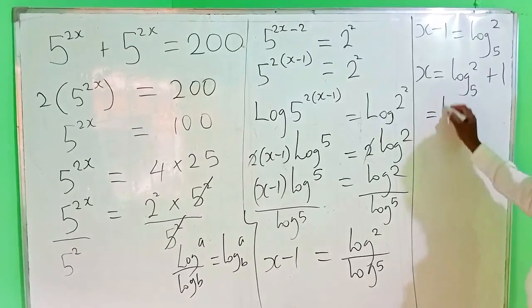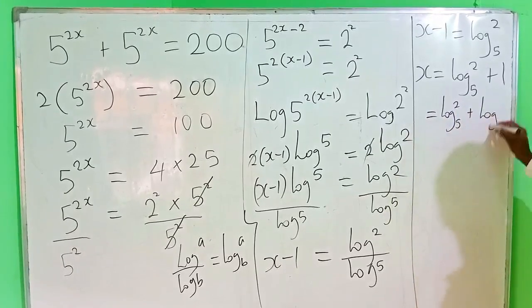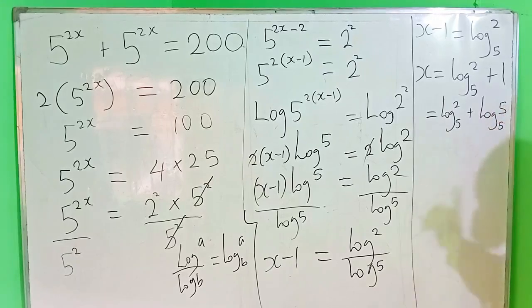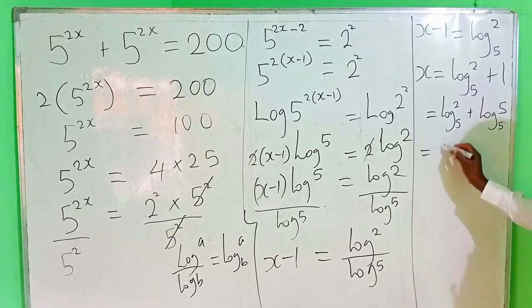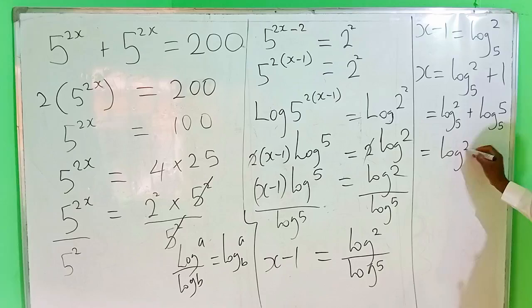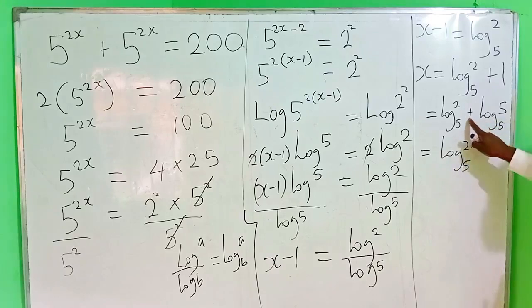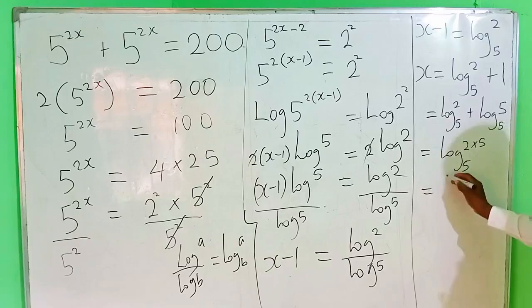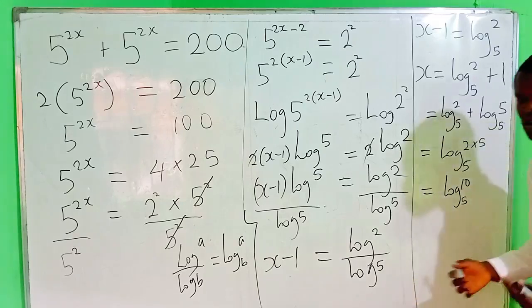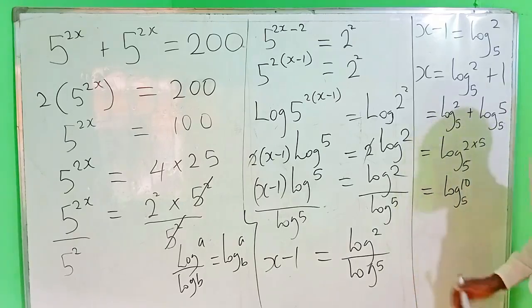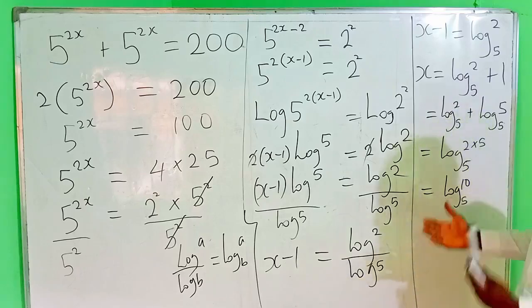It means that this is equal to log 2 in base 5 plus log 5 in base 5, because log 5 in base 5 is equal to 1. So this is log 2 times 5 in base 5, because addition of logarithm says we should multiply the two values. So this is equal to log 10 in base 5. It means that x is equal to log 10 all in base 5. It is quite simple and it is verifiable.